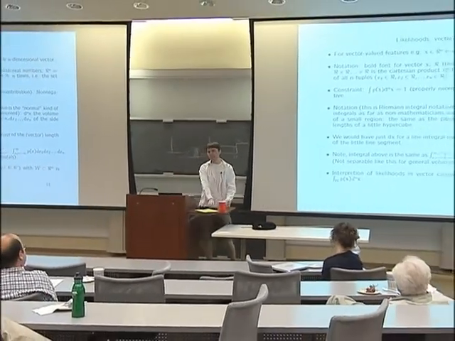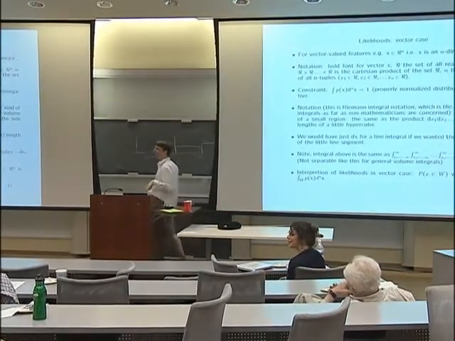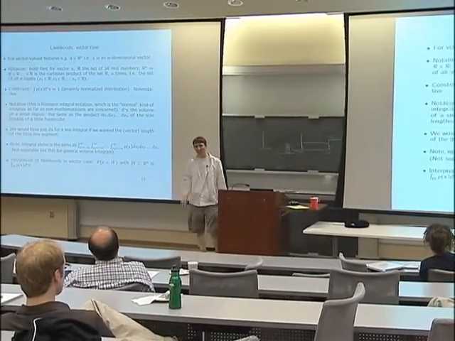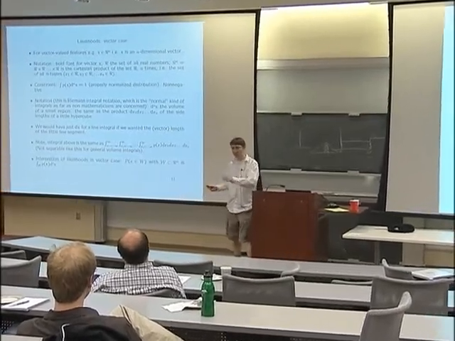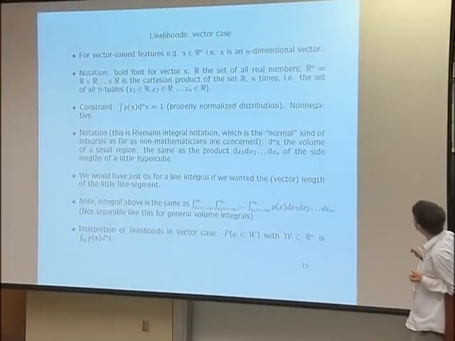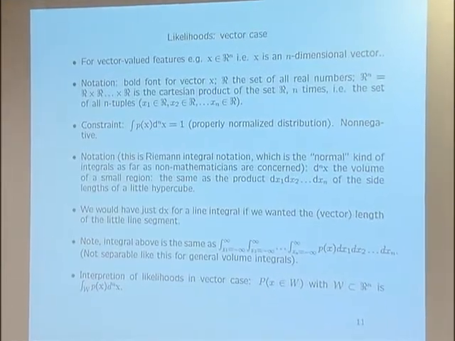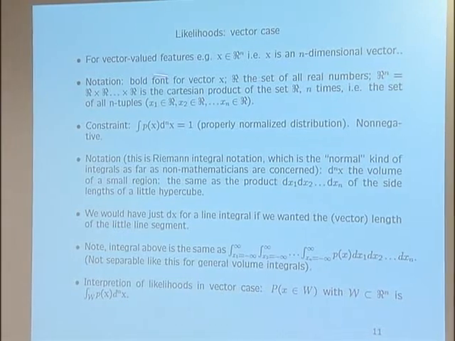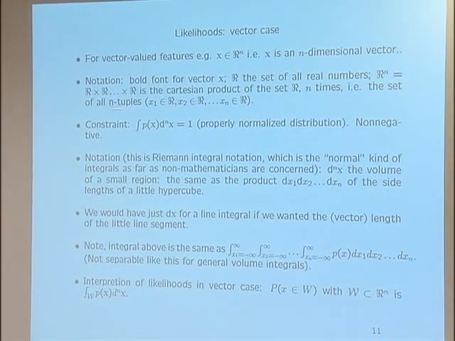Okay, I just wanted to go over values in the vector case. What this slide is about is mainly issues of notation, which may seem a little trivial, but it's good to get comfortable with the notation. So, for vector valued features, x in R^n just means x is an n-dimensional vector. I just wanted to explain what this notation means.